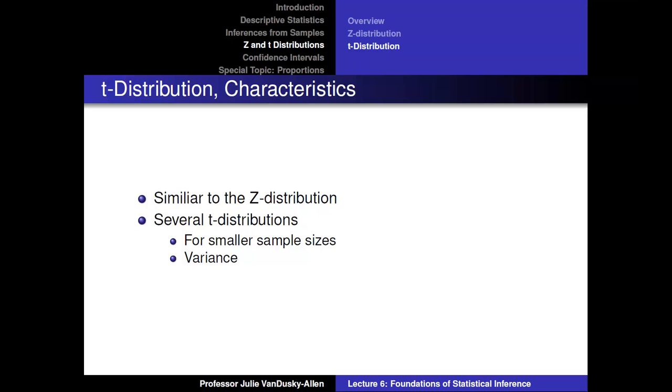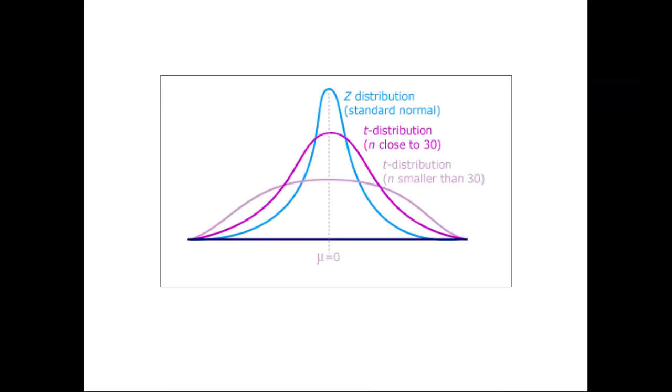The t distribution is actually a set of distributions that account for sample size. The smaller the sample size, the larger the variance is in the t distribution. The larger the sample size, the smaller the variance is in a t distribution. Here is a visual representation of the t distribution.